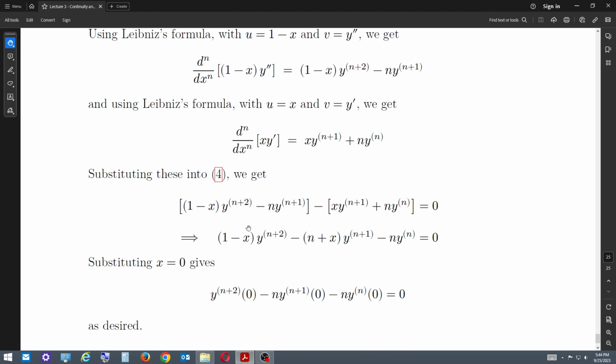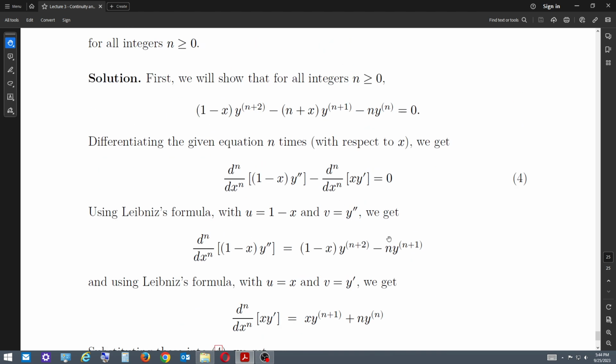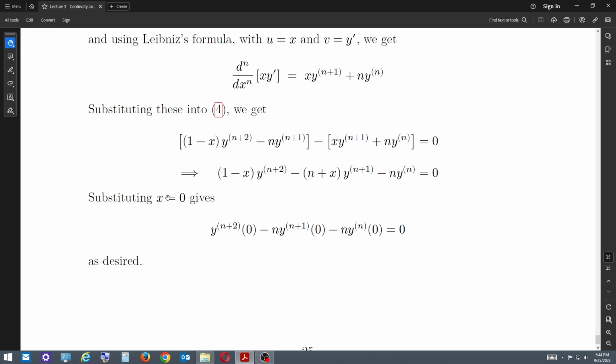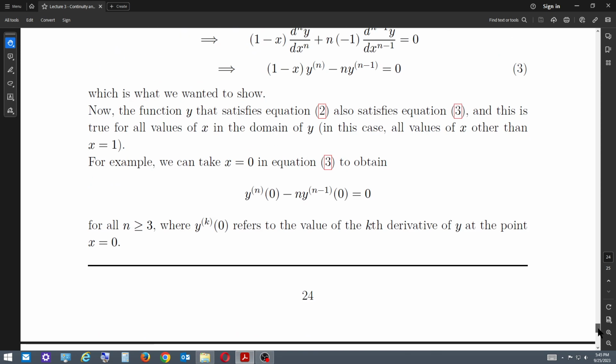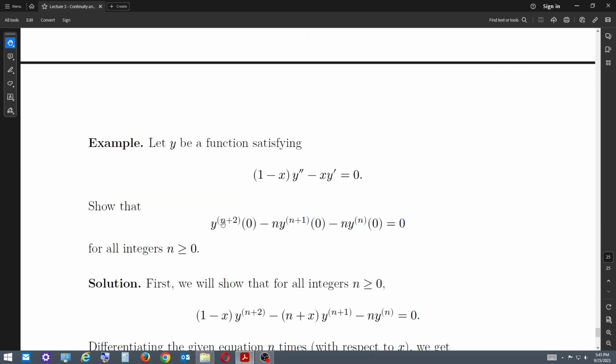And this is the equation we wanted to show that we said we were going to show at the start. But the last thing is to substitute the value for x. So we let x be 0. This just simplifies the derivative at the point 0. This is minus n times this derivative at the point 0, and again, minus n times this derivative at the point 0. Which is what we originally wanted to show. And that's it for Leibniz's formula.